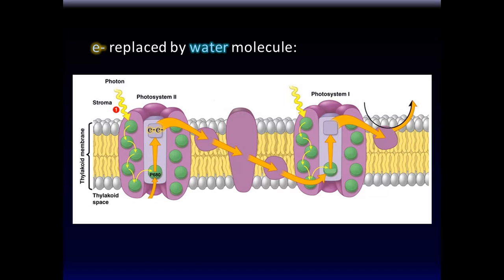Those electrons are replaced by water molecules. If you recall the first part of photosynthesis, it takes water molecules and produces oxygen from them. Light plus water molecule makes oxygen. Remember that in the first part of photosynthesis. So water molecules do that.